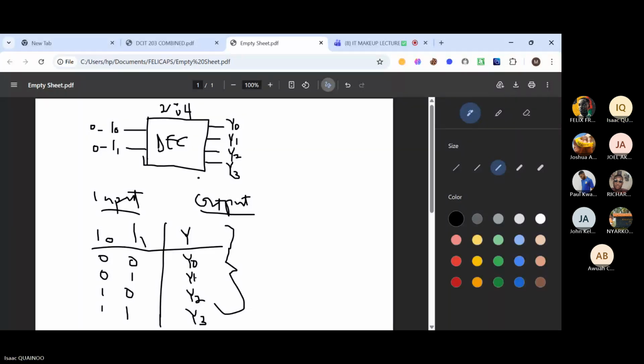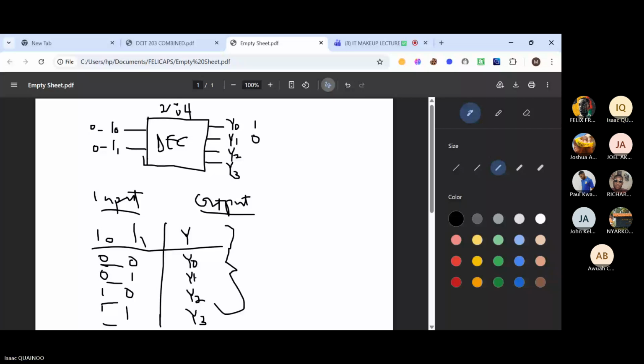And now let us look at our truth table here and try to establish a fact. We can see that for any set of input, let's say 0 0, 0 1, 1 0, 1 1, only one output is high at a time for any input combination. So if our input combination is 0 0, only Y0 will be high. That means only Y0 will be 1. Everything else will be 0.